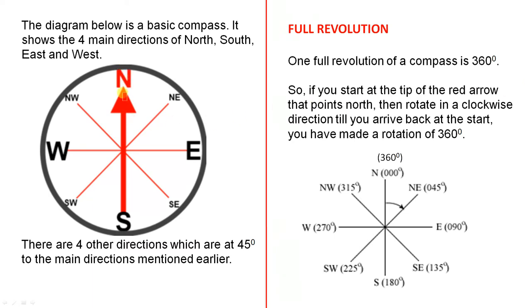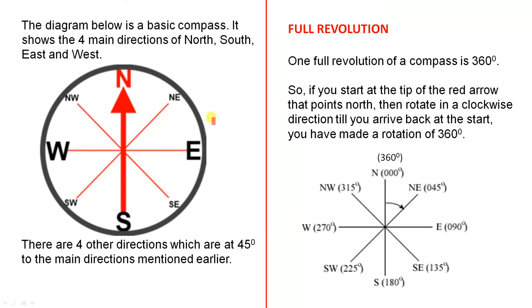So we have north, south down here, there's east and there's west. And the other four directions are northeast, northwest, southwest and southeast. And that angle there is 45 degrees, and so is this one. And it's the same for all of these individual angles here. They're all 45 degrees. One full revolution of a compass is 360 degrees.